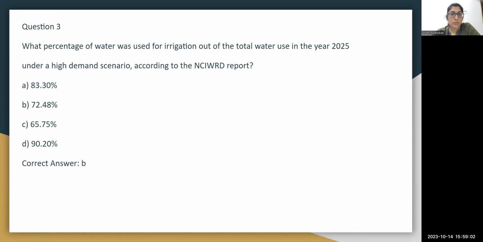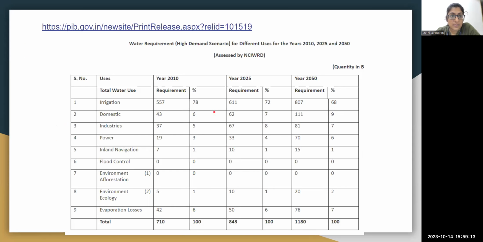Then, what is the percentage of water that is used for irrigation out of the total water used in 2025 for a high demand scenario according to the NCIWRD report? This was a general question, and this is the data relating to that. You can get information on this by going to this link. And here, for irrigation in the year 2025, around 72% of the total water use was used up by irrigation.